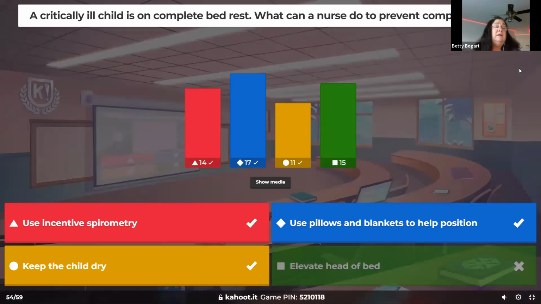So we are going to make sure that they do incentive spirometry. We're going to keep that child dry. We're going to use whatever diapers or pads. I use their toys to prop them over, pillows, blankets. Elevating the head of the bed, does that prevent? Maybe, maybe not, but the other stuff for sure.